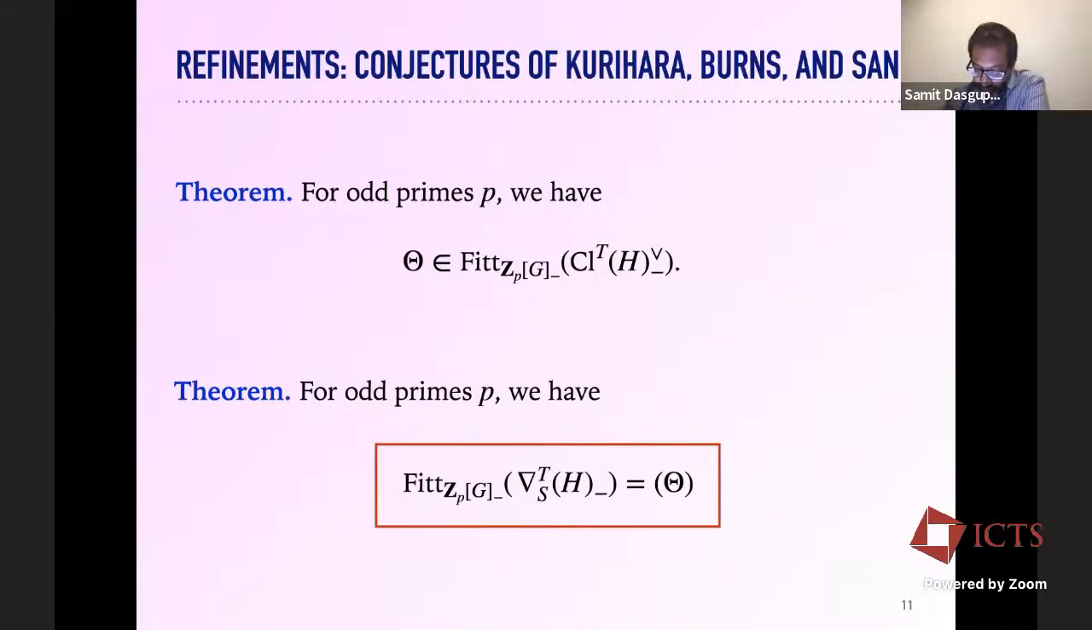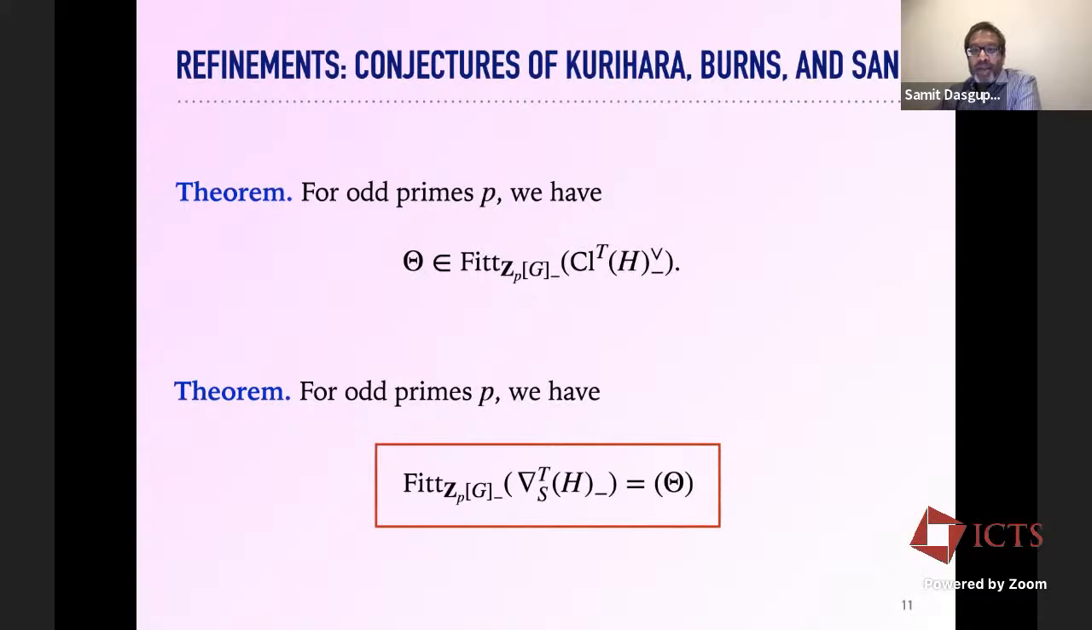Actually, it's quite important. So a more natural question to ask is: is theta in the fitting ideal of the class group, right? And it was observed by Popescu in the function field setting that this doesn't always hold. And Kurihara came up with examples in the number field setting also where it doesn't hold.